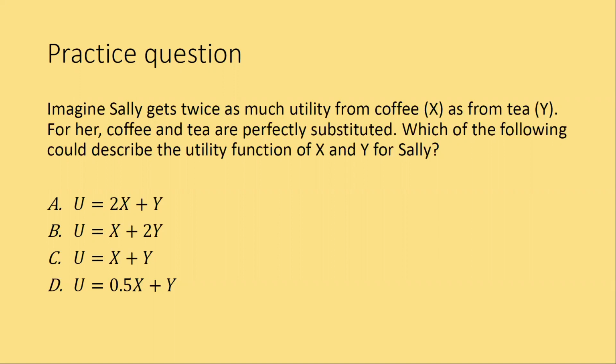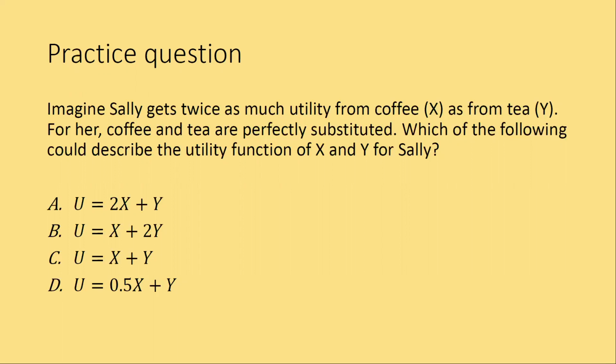All right, so the correct answer to this question is A, u equals 2x plus y. So basically, Sally gets twice as much utility from coffee as from tea. So let's suppose each unit of tea gives Sally 1 unit of utility. Then each unit of coffee would give Sally twice as much as that, which will be 2 units, right?